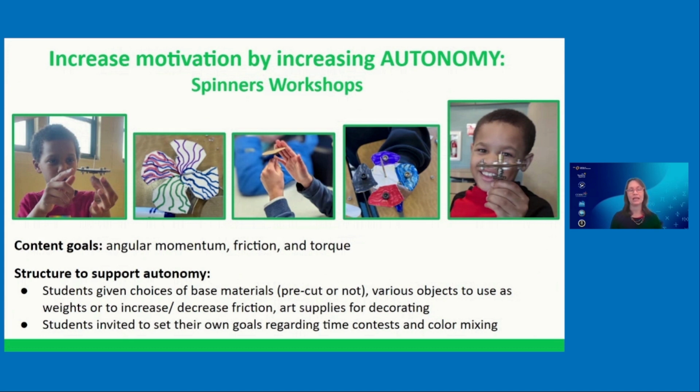decorating their tops. Another autonomy supporting structure here is that students were invited to set their own goals for their tops and fidget spinners. They could decide to enter time contests to see how long their spinners would spin, or to look at color mixing challenges to see how they could color a top and then spin it to make a certain color appear while it's spinning.